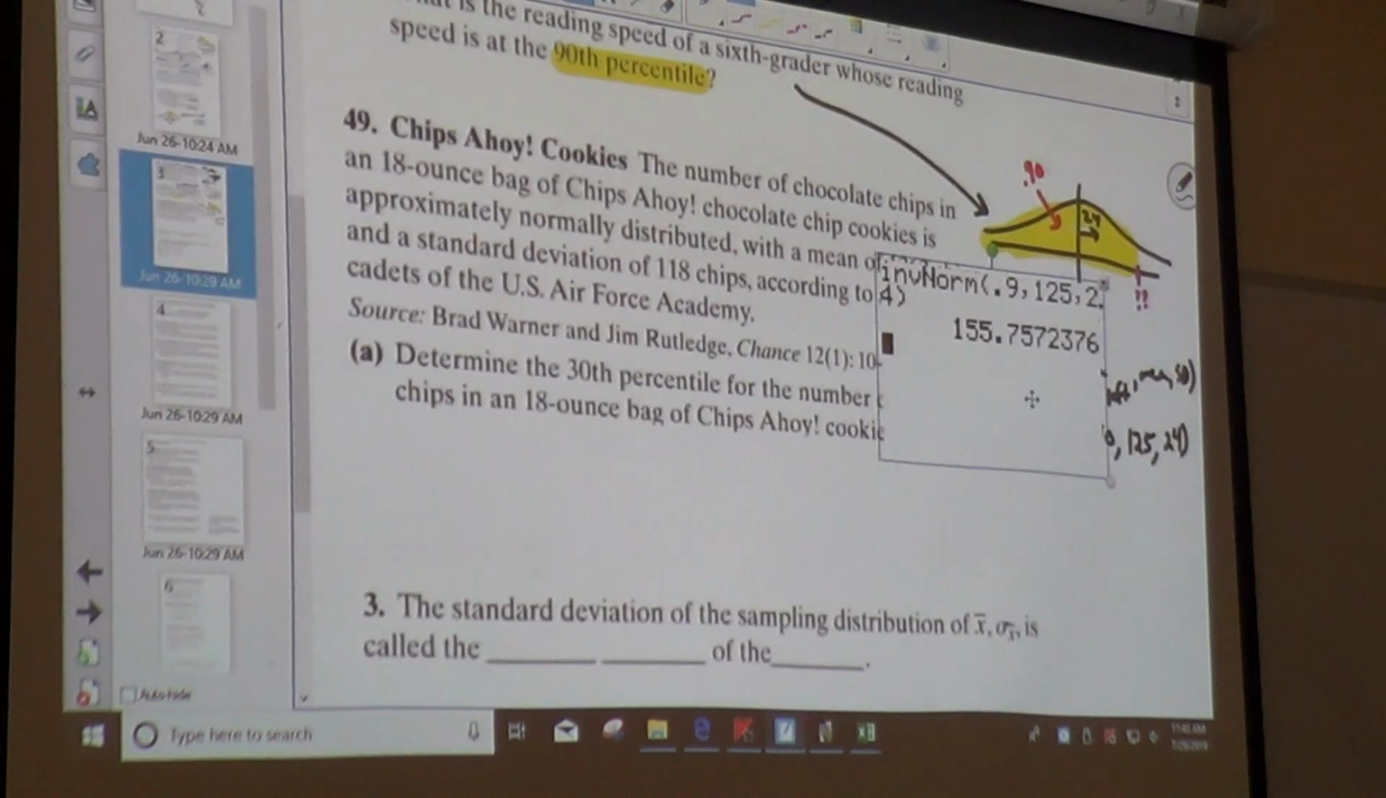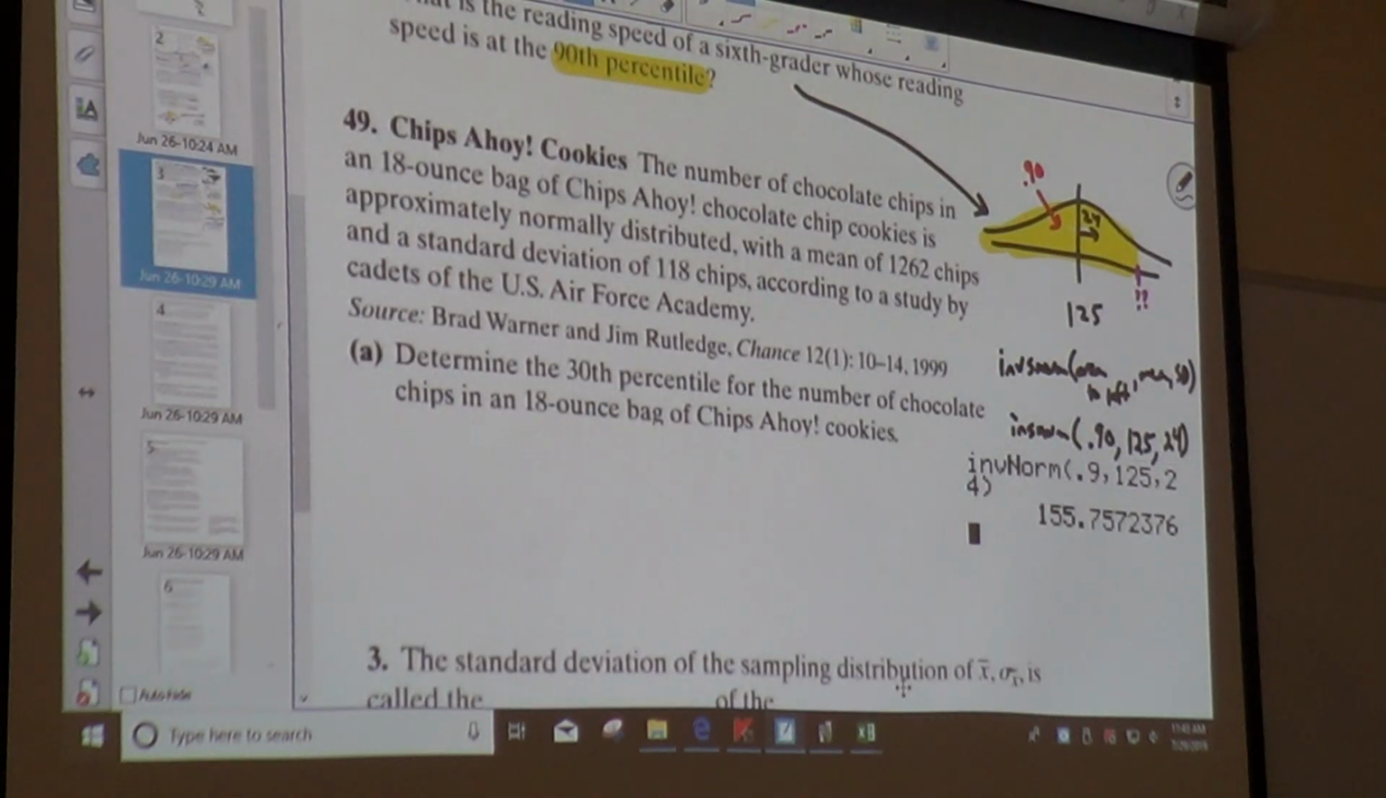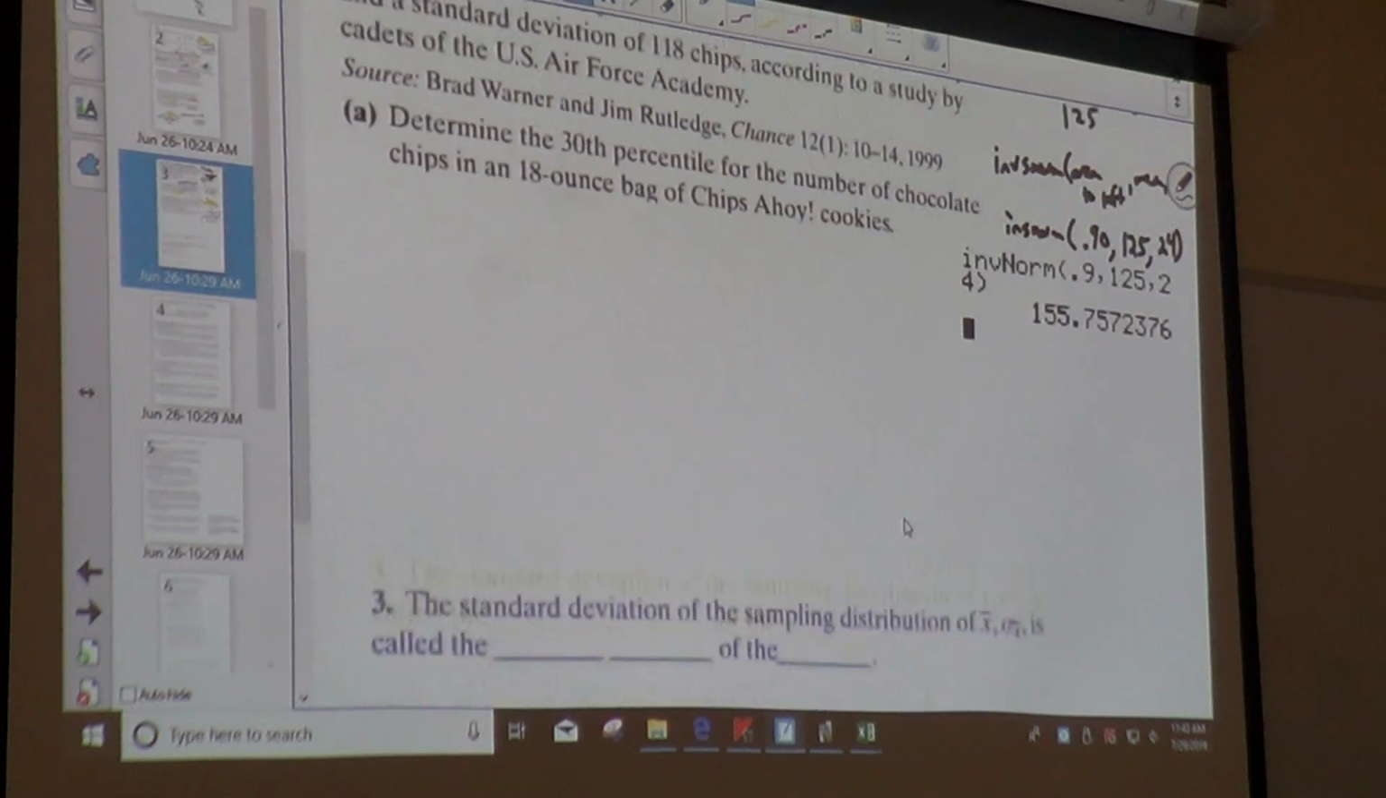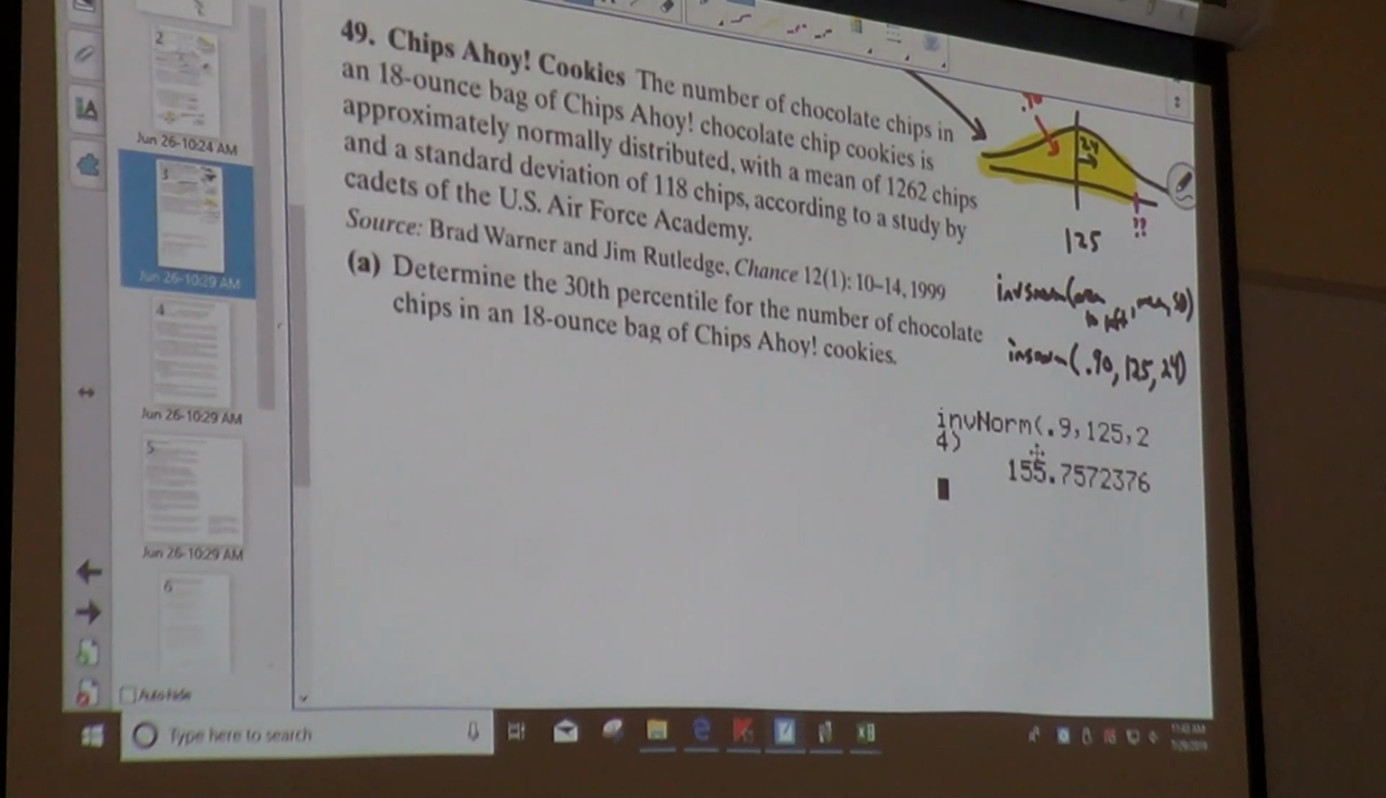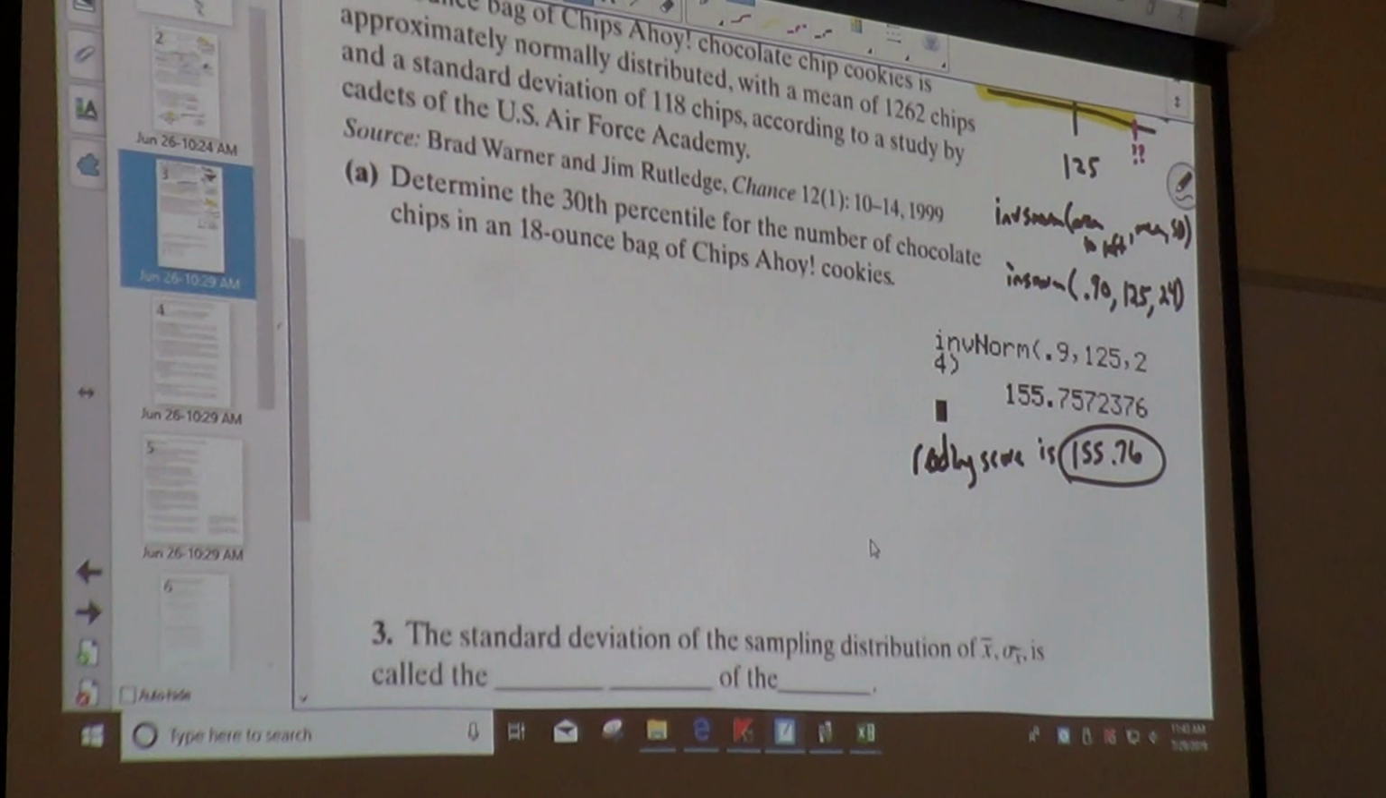So that's telling me that if he was in the 90th percentile, his reading score is 155.76. Alright, that was 22. 23 says calculate the standard error of the mean.